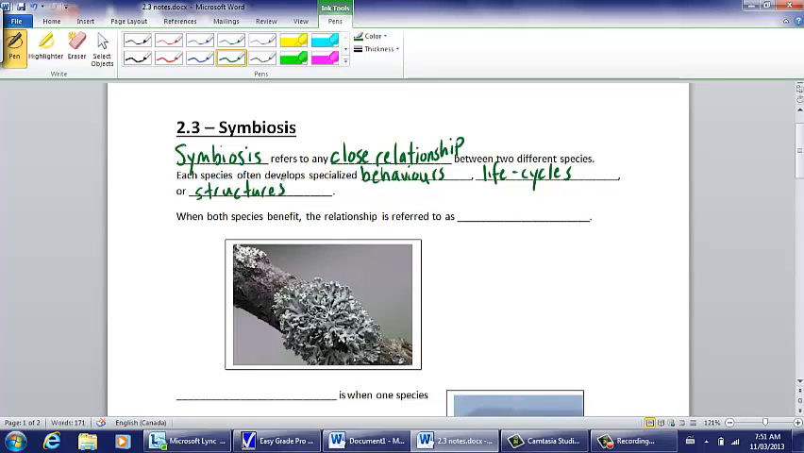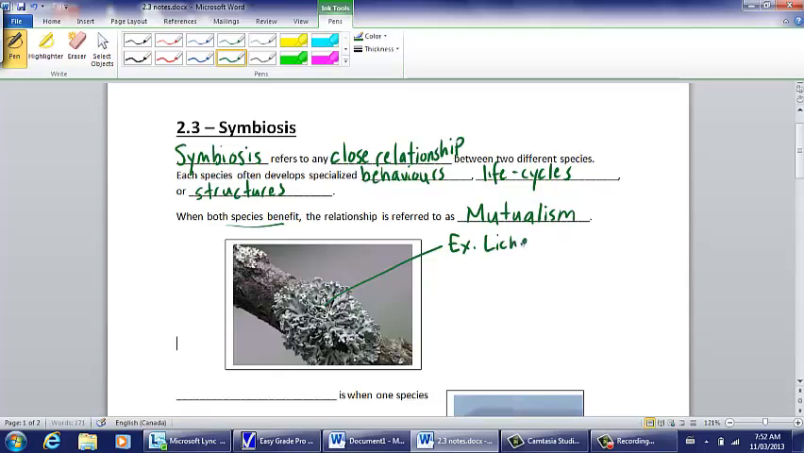There are three different types of symbiotic relationships. The first type is when both species benefit. And when both species benefit, the relationship is referred to as mutualism. This organism here is an example of a mutualistic relationship. This is a lichen.